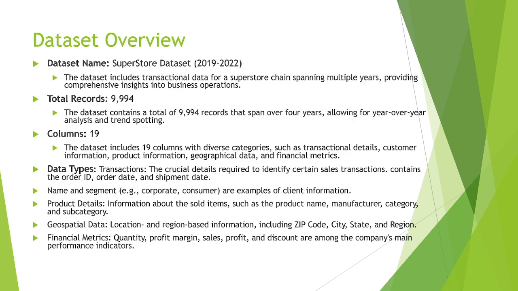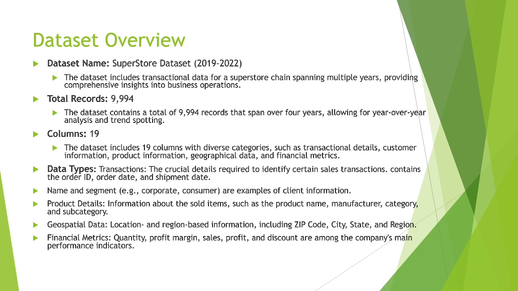Here is the dataset overview. Dataset name: Superstore dataset 2019 to 2022. The dataset contains a total of 9,994 records that span over 4 years, allowing for year-over-year analysis and trend spotting. The dataset includes 19 columns with diverse categories such as transactional details, customer information, product information, geographical data, and financial metrics.